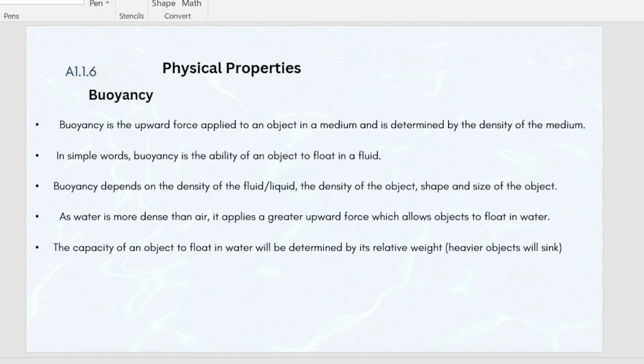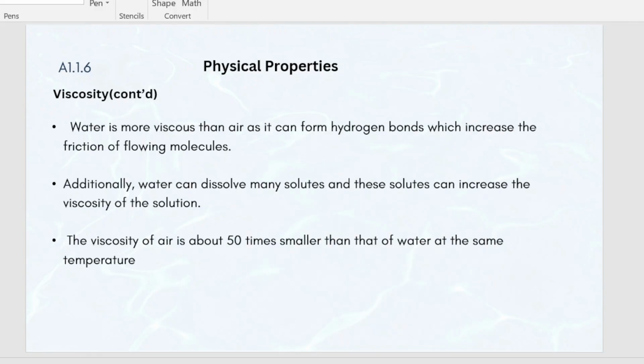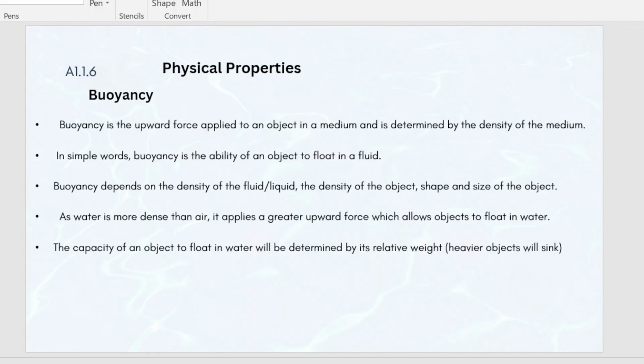All right. Now let's look at the physical properties of water. The first one we're looking at is buoyancy. Buoyancy is the upward force on an object. So think of buoyancy as a force that pulls an object up. It is an upward force on an object in a medium, and water is said to be buoyant. Buoyancy depends on the density of the fluid and the density of the object. In simple terms, buoyancy is the ability of an object to float in a fluid.